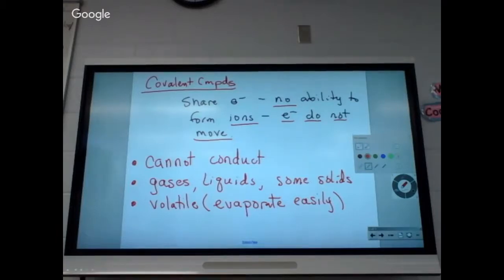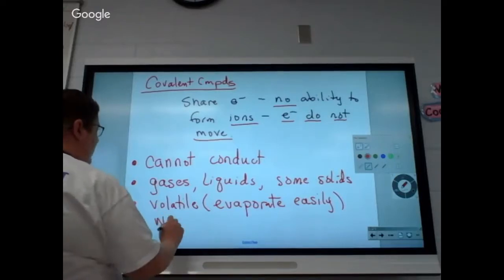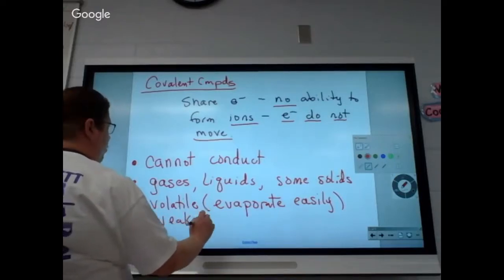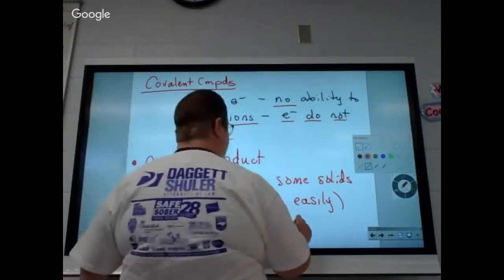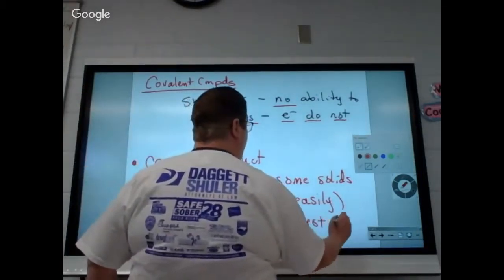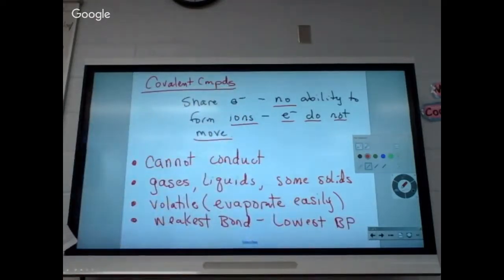We know they're not going to be malleable or ductile. They can't conduct. These are going to be the what type of bonds? Strongest or weakest? These are the weakest. So if they're the weakest, what can you tell me about the boiling points? This will be the absolute lowest boiling point. Okay? Questions?